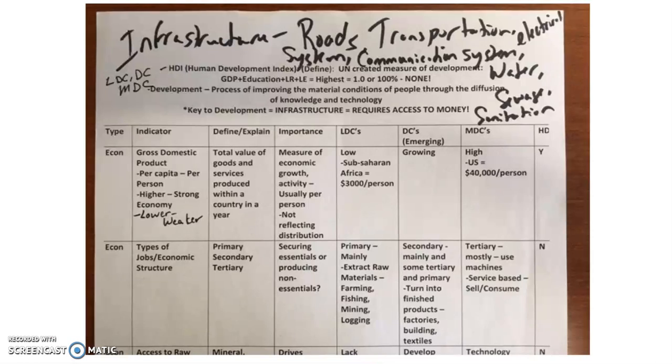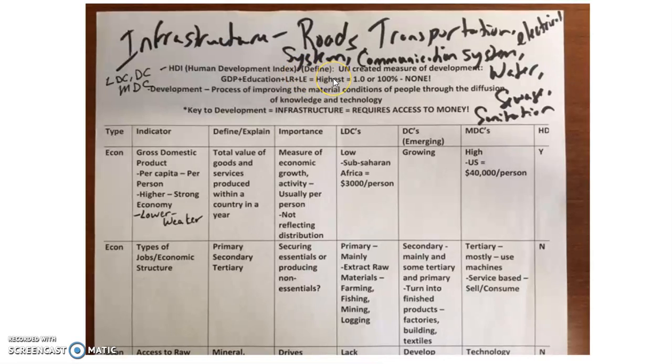Sometimes they'll use the GNI, which is the gross national income. This is your average income per person in a year. Again, both GDP and GNI are economic measures. Education and literacy give your education index. This is a social indicator, and then your life expectancy gives you your demographic.